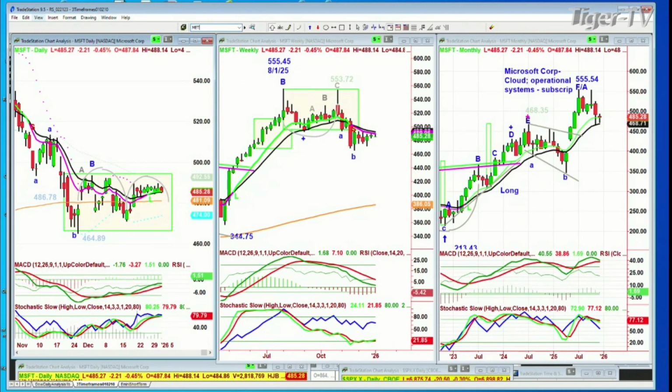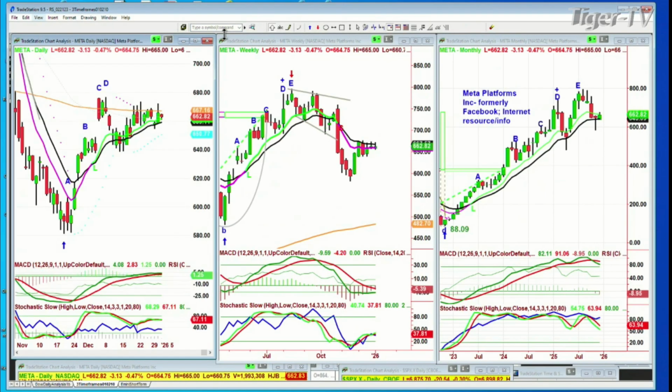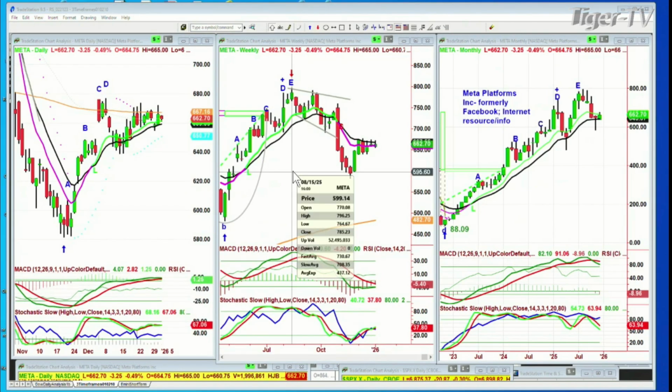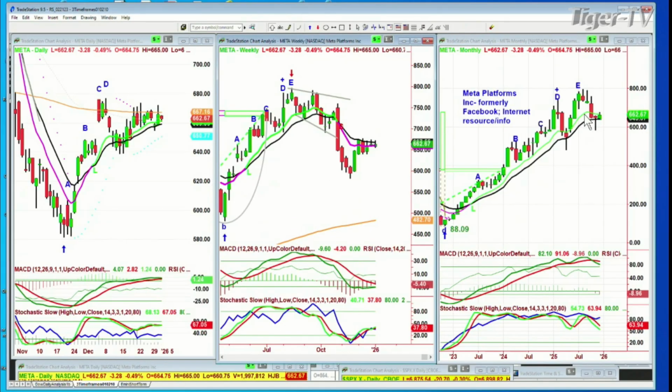Meta, M-E-T-A, there we go. Meta trading off the all-time high that was made back at just under 800. It was at 796.25 back in mid-August. It's pulled back, doing nothing. It's still in the upper range of its biggest move, but it's really taking its time. It's A, B. There's a peak D. It's pulling back. It's stuck on the 200-period moving average of 667.